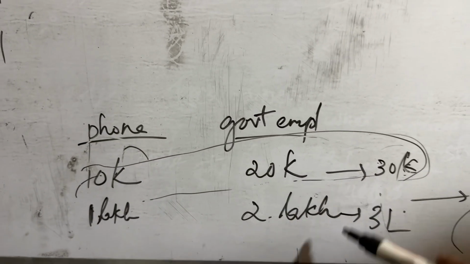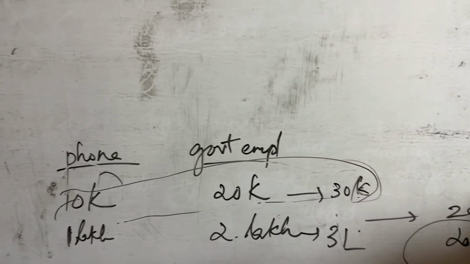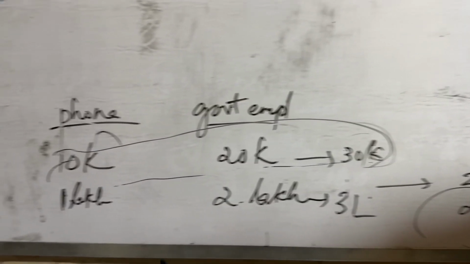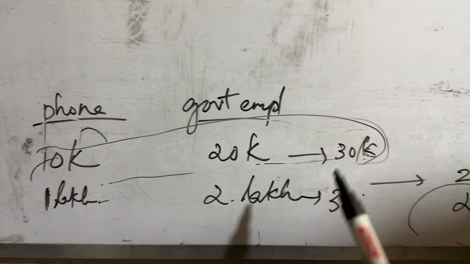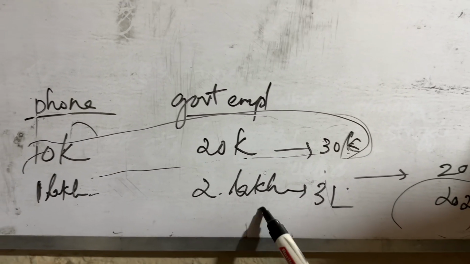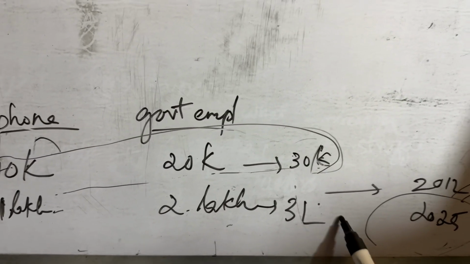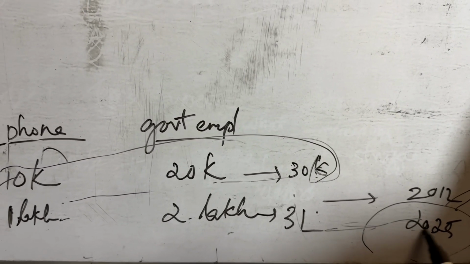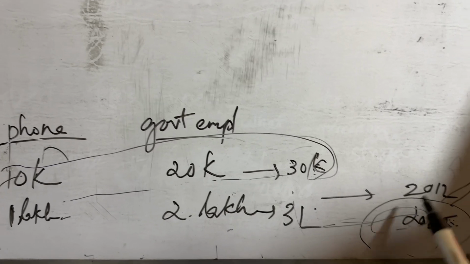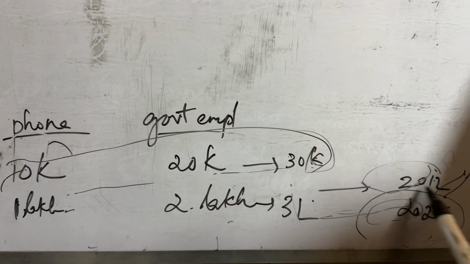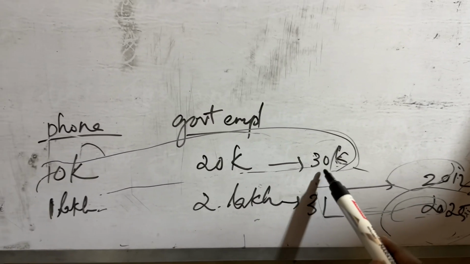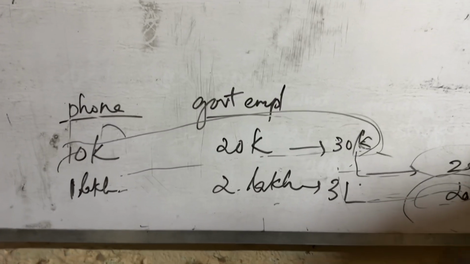The same phone and the same government employee in the present year 2025: the phone is 1 lakh, and the government employee post is 2 lakh. So the total value of goods and services is 3 lakh. This is called the nominal GDP. This one is calculated in the present year, and this is the GDP calculated as per the 2012 prices. This is called the real GDP. So that is the difference.